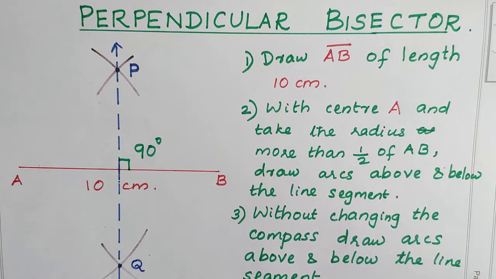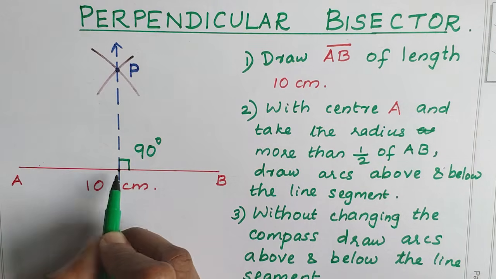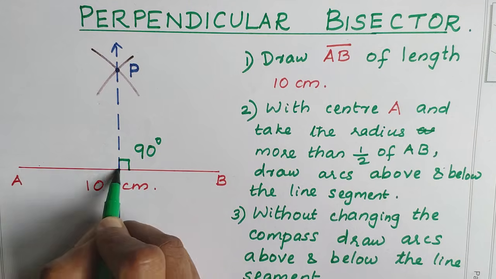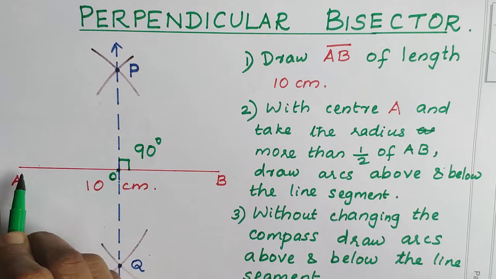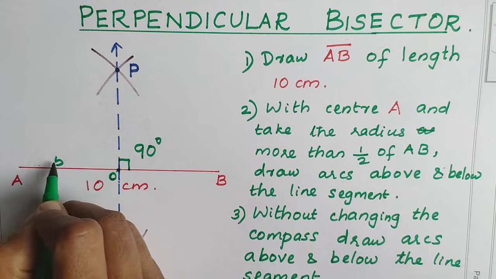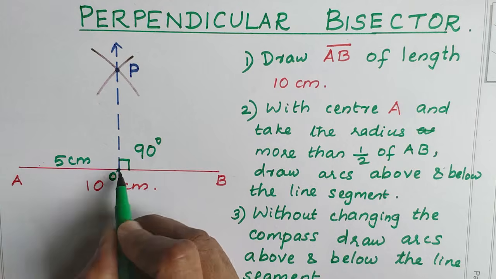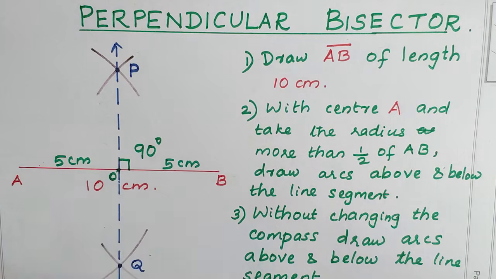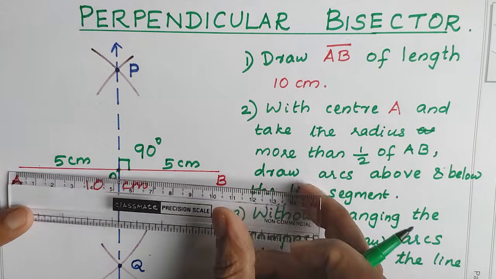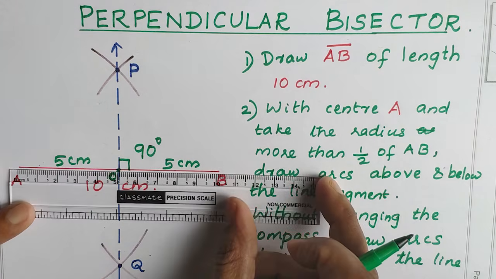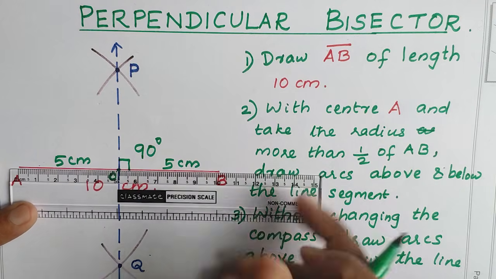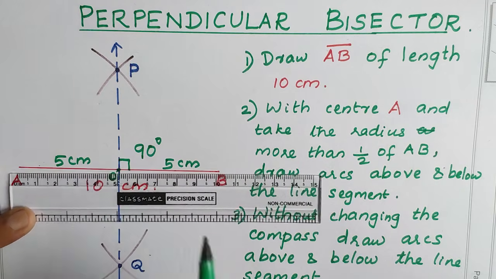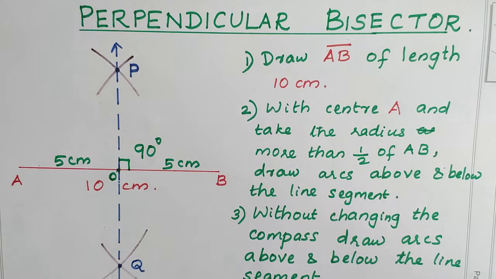And this meeting point, we can take it as O. So AO will be 5 centimeter and OB also will be 5 centimeter. Then PQ is the perpendicular bisector. You can measure with a ruler. You can understand it will be 5 centimeter each. See, you can see that. This is 5 centimeter. Hope you would have understood the concept.